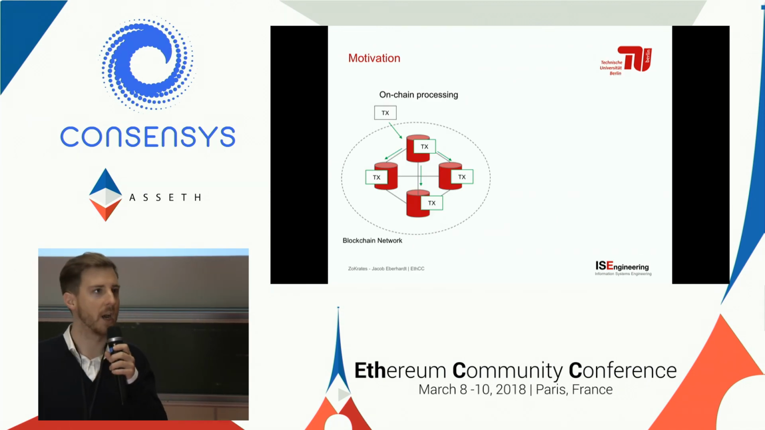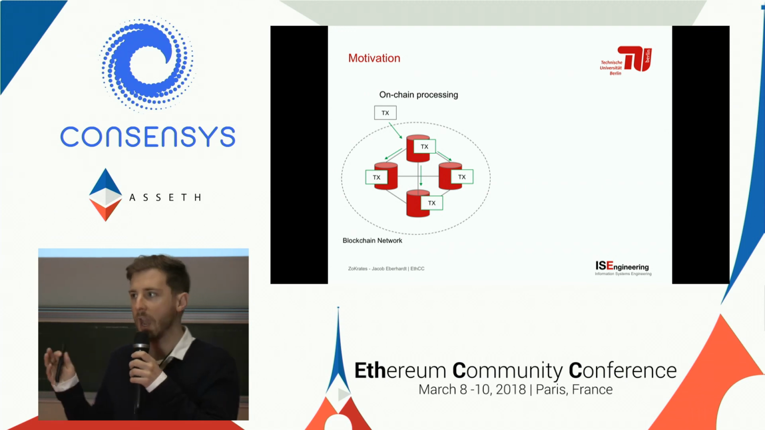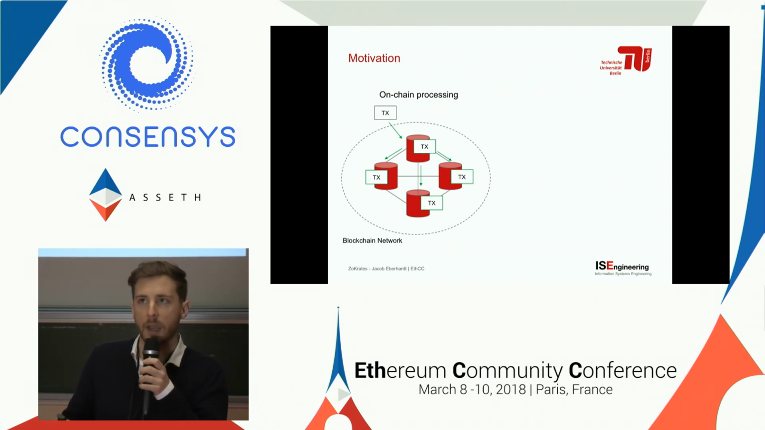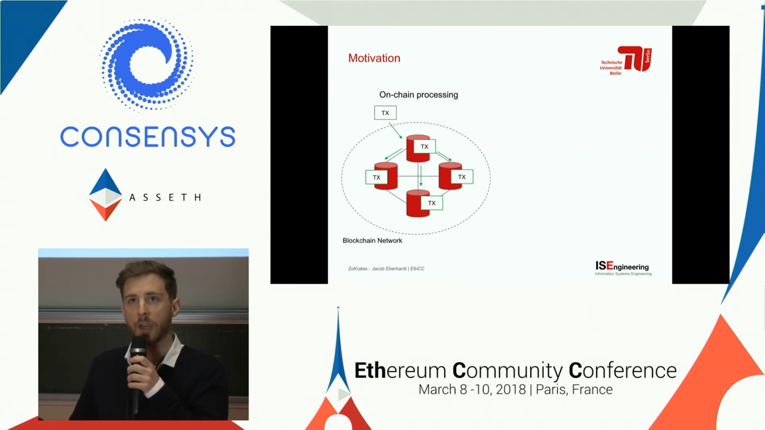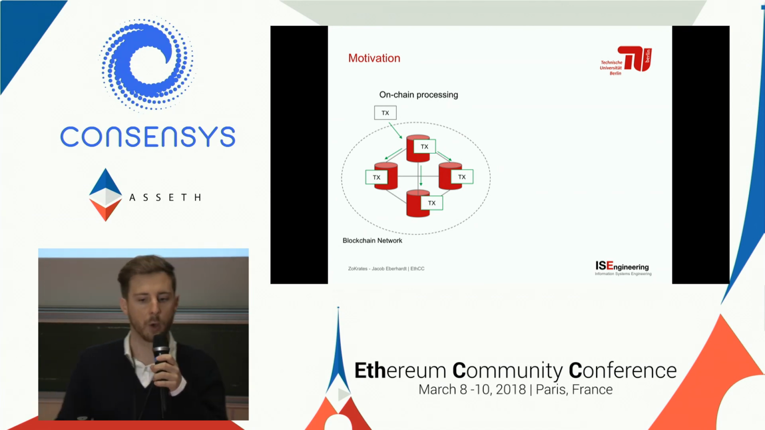Here on the left side of the slide, you see how transaction processing in blockchain usually works today. You have a transaction, you send that transaction to the network, and then every node in the network processes it, and that means re-executing it to make sure that it's actually a valid transaction. So that's what we have now.